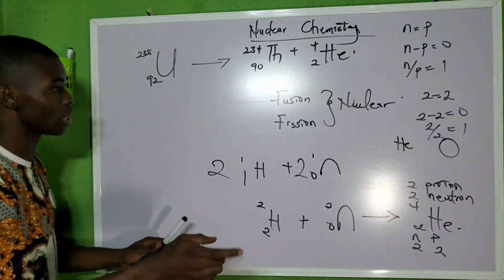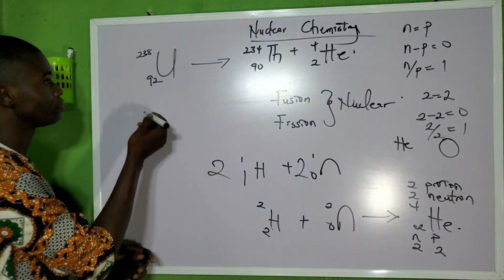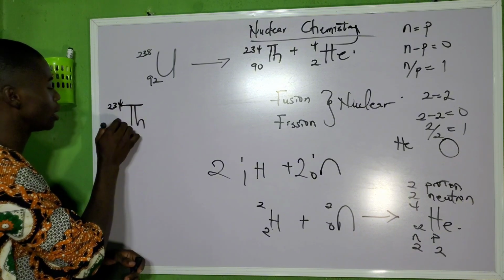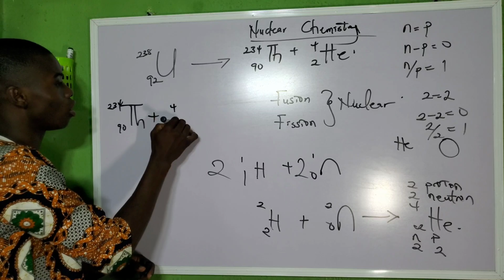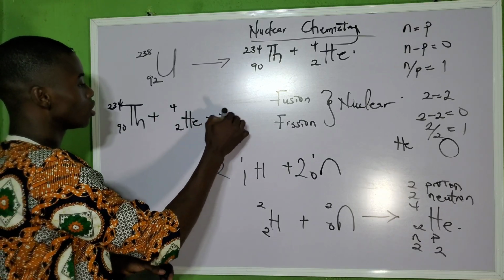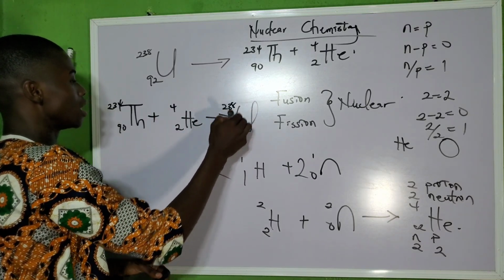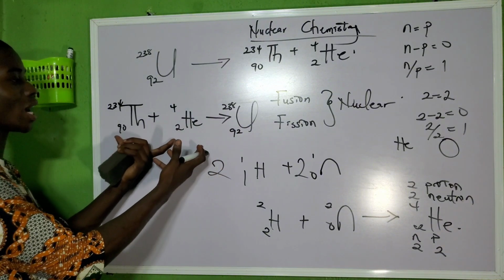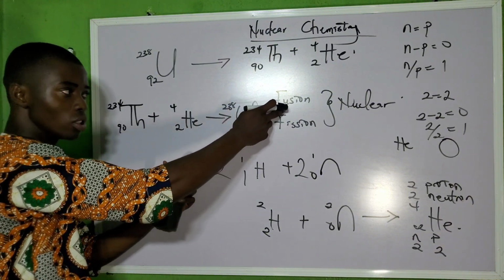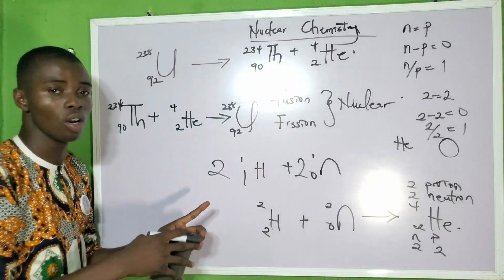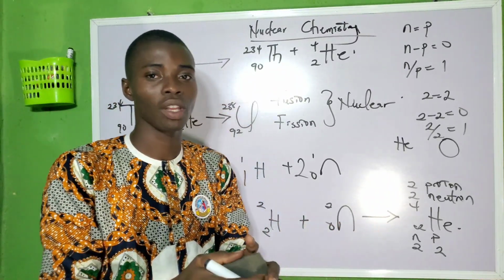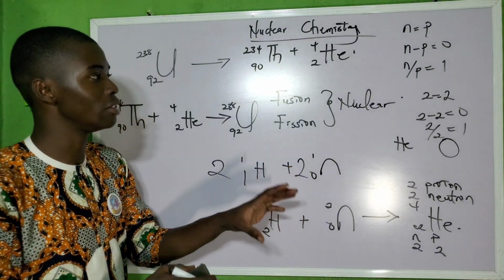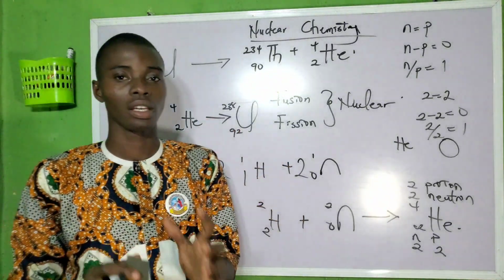Now let me give you something that you can try. If you have something like, let's say, thorium 234, 90 plus 4 2 helium to give us uranium 238, and here is 92. So is this reaction a nuclear fission or a nuclear fusion? Remember, fusion talks about coming together, while fission talks about what? Splitting. So these are the two reactions that are involved in nuclear chemistry.